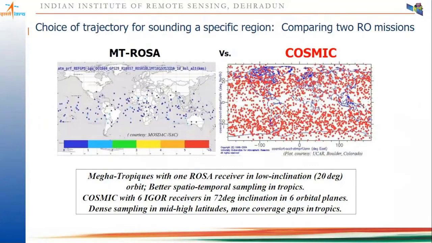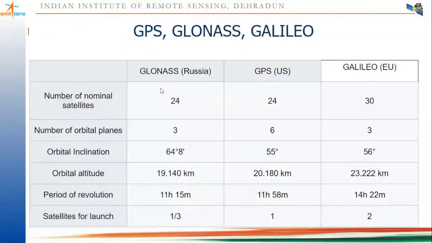Okay, so this is a comparison of GPS, GLONASS and Galileo. We can see there are 24 satellites in GLONASS, 24 in GPS, and 30 in Galileo. GLONASS has 3 orbital planes, GPS has 6 orbital planes, and Galileo has 3. The orbit inclination is around 55 degrees for GPS, 64.8 for GLONASS, and around 56 degrees for Galileo. The orbital altitude is basically 20,180 kilometers. So these are the orbital comparisons.